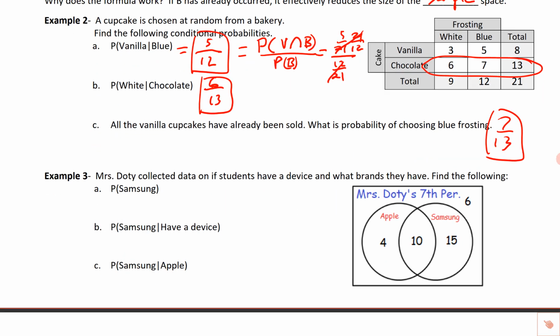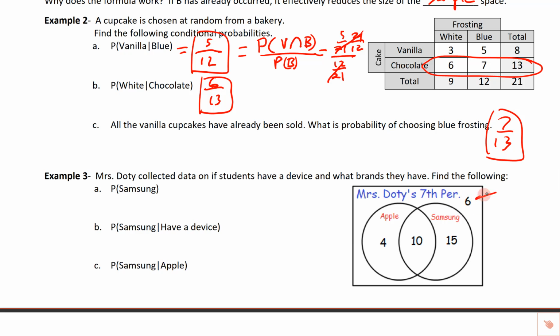Okay, next one. It says Miss Doty collected data on students and what type of devices they have. And it says find the following. Probability Samsung. We need something from this first, though. How many there are altogether, okay?